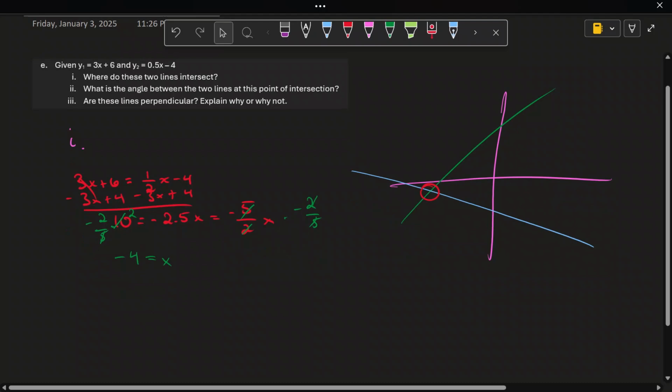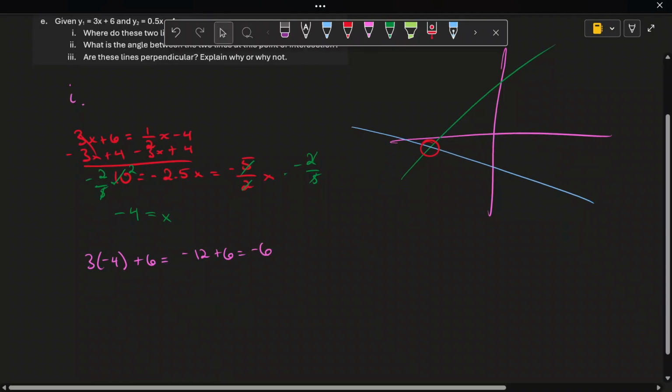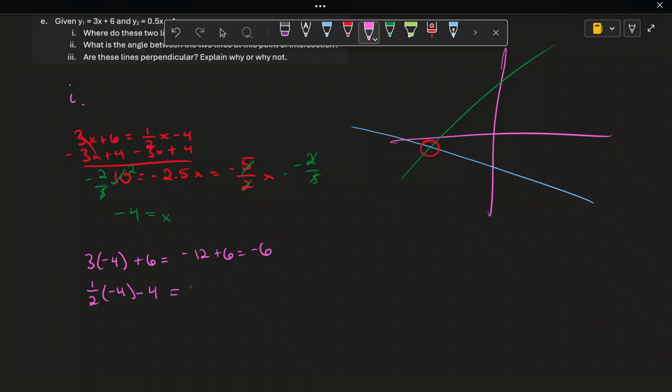So now we know what the x is, but the question doesn't ask what is the x value, it's asking where do these intersect. So now you need to plug x back into the equation. So 3 times negative 4 plus 6, we get negative 12 plus 6 is negative 6, and just as a checkup on yourself, plug it back into the other equation. Make sure you still get negative 6. 1 half times negative 4 is negative 2, minus 4 is negative 6 also. So these check out, and we know our answer now for part A is negative 4, negative 6.